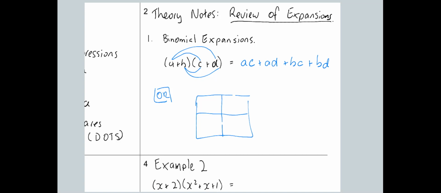The method that we use in high school, and it's a good method to use, and it's going to be more useful when we look at some more complex stuff later on, is that we put the parts of the first expression along the side like this. This is called the box method. And we put the parts of the second expression along here, and then we fill in the boxes. So A times C is AC, C times B is CB, or BC, A times D is AD, and B times D is BD. And then we just put them all together: AC + AD + BC + BD.